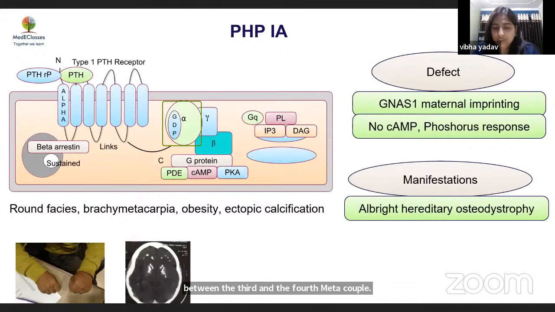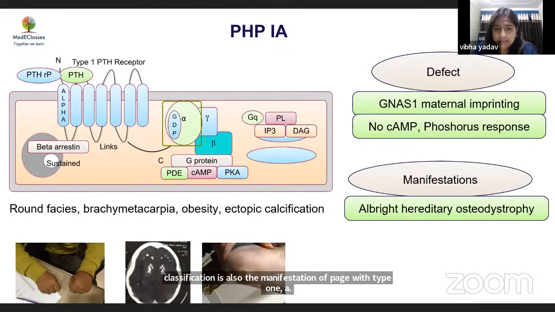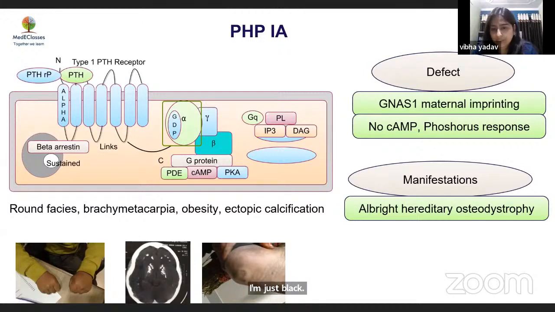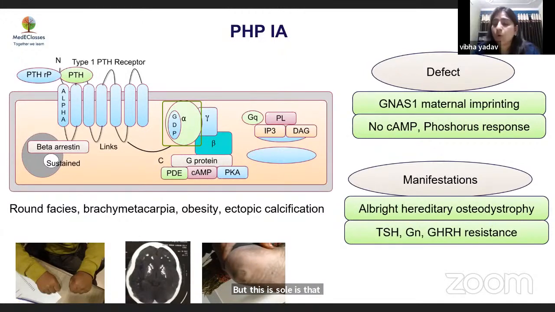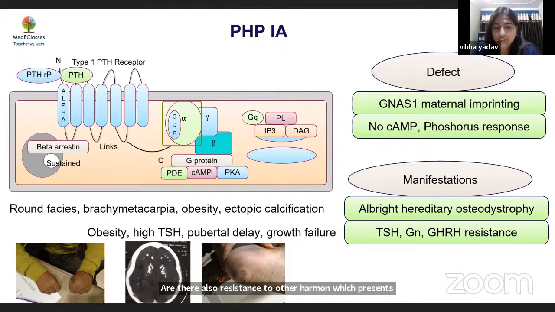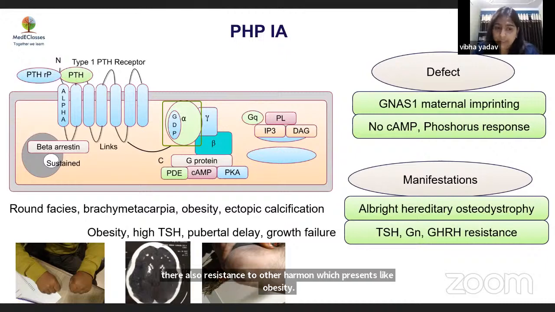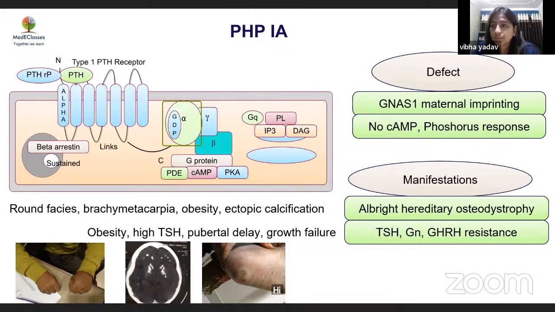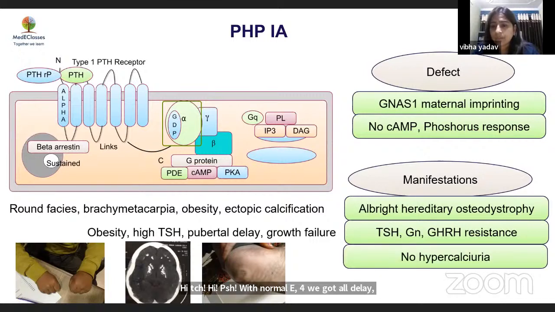Intracranial calcification is also a manifestation of PHP type 1A, and this black dot on the sole is the subcutaneous calcification. And there is also resistance to other hormones, which presents as obesity, high TSH with normal T4, pubertal delay, which is commonly seen in girls, and growth failure. But there will be no hypocalciuria.